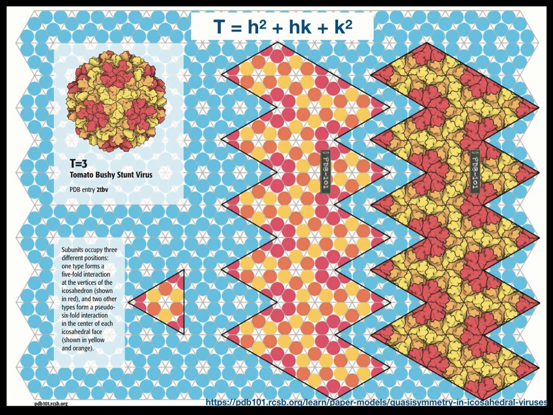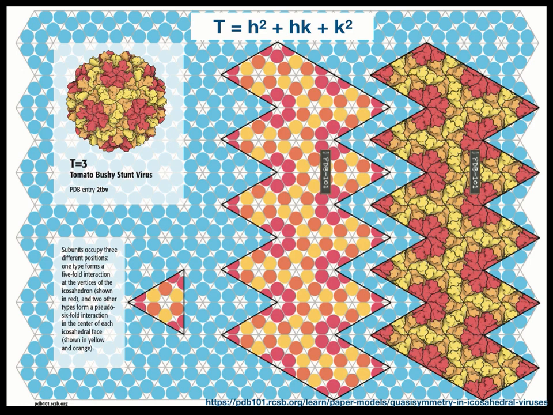So this is T3. And the example here is tomato bushy stunt virus. And I actually have this virus here. And we can also see that in the origami, the places where we have these corners are the pentamers, and this is just the space that would be the capsomer that is missing in the pentamer. There's not a hexamer, and that's what's going to allow us to close that into an icosahedron.